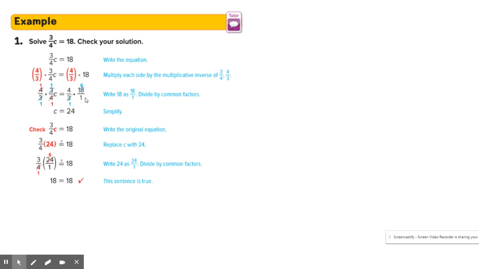Then if I place 18 over 1 times 4 over 3, I can cancel the 3 and 18 becomes 6. C equals 24. Check your work, you'll find out that c does in fact equal 24.